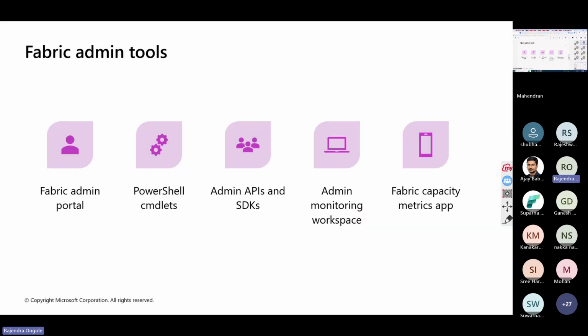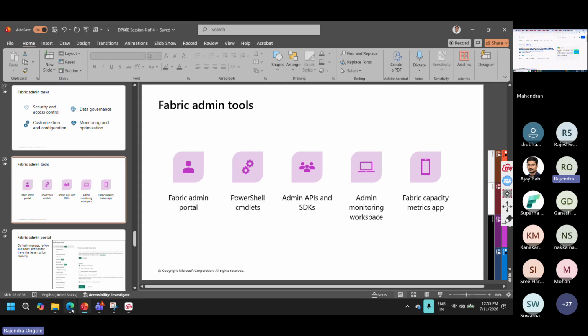The backend part, as I said, this is one of the admin monitoring workspaces we discussed. Other than that, we can navigate to the Fabric administration portal, or by using PowerShell cmdlets, we can execute the commands, maybe if you are very familiar with writing the functions. The Fabric capacity metrics app is also there. We can install this app also. So it's one of the apps.